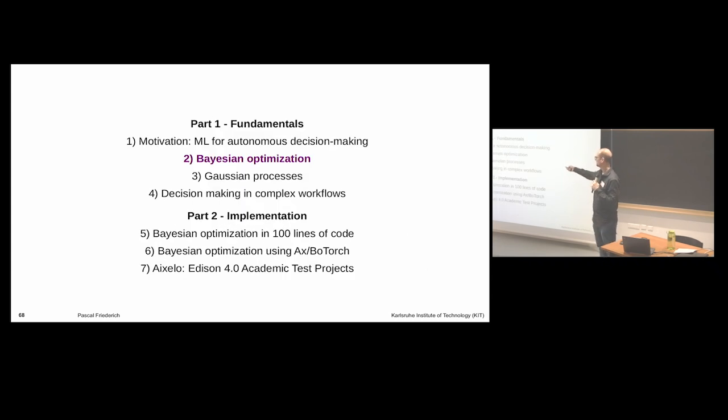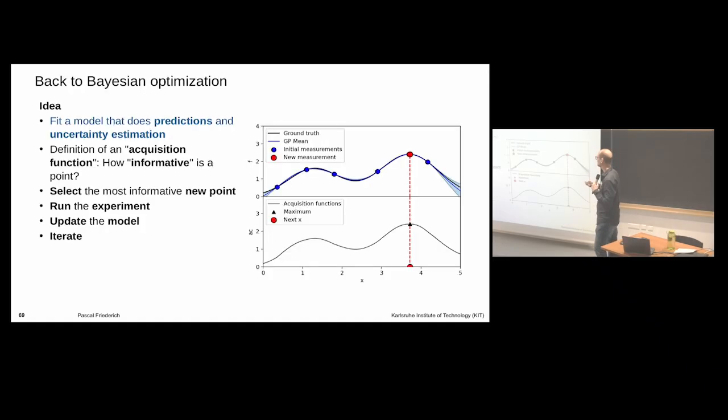So now let's go back to Bayesian optimization. We now know we have a model, Gaussian processes, that can not only predict a mean for a new data point, but also an uncertainty. So it's a model that intrinsically has uncertainty estimation, and it makes predictions. We now want to define an acquisition function, and I will only have two, three slides about this.